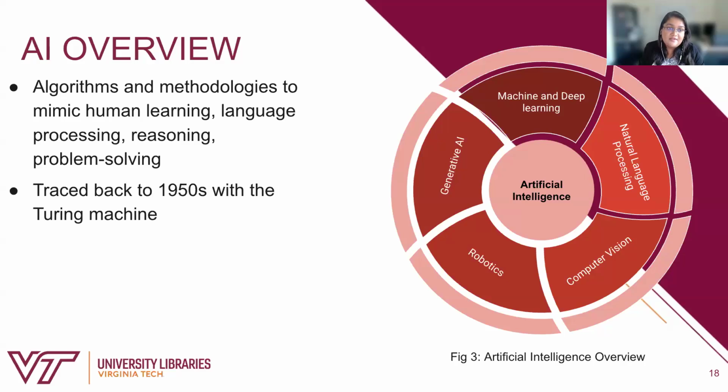Although AI, especially generative AI, has gained popularity since the advent of ChatGPT in late 2022, the concepts have been in development for the last 7 decades. The earliest concept of an intelligent model can be traced back to the development of the Turing machine by Alan Turing in the 1950s.